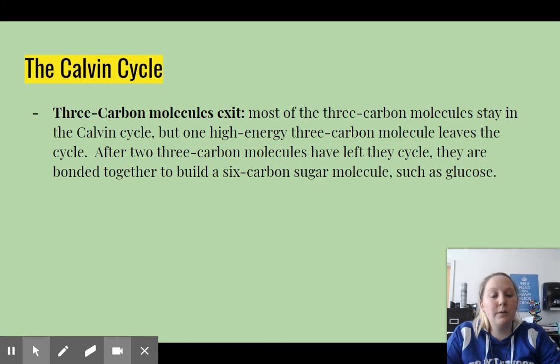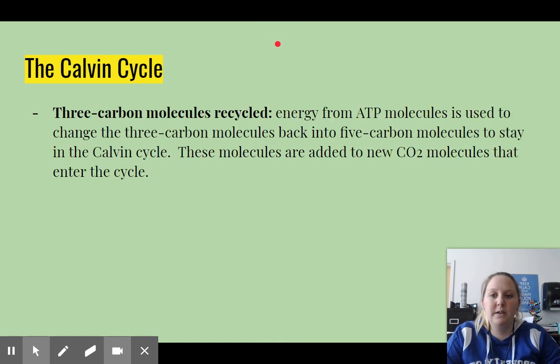After 2 molecules of carbon dioxide have been added and 2 high energy 3-carbon molecules have been made, they are fused together to make a 6-carbon sugar, usually glucose. The 3-carbon molecules are recycled in the Calvin cycle. The energy from ATP molecules is used to rearrange the 3-carbon molecule again back into a 5-carbon molecule to stay in the Calvin cycle. So every time it turns, that molecule is there and ready to pick up more carbon dioxide.